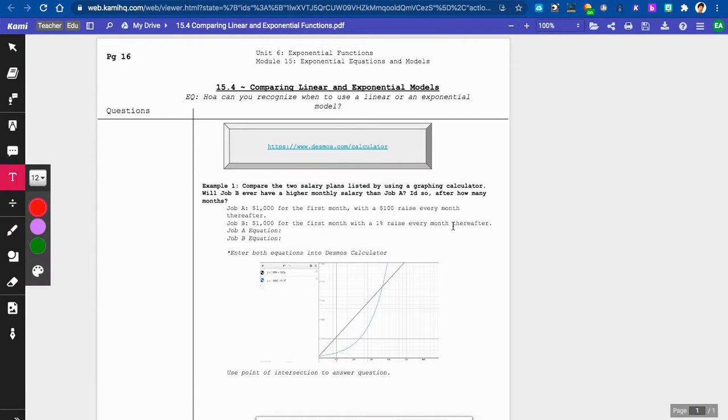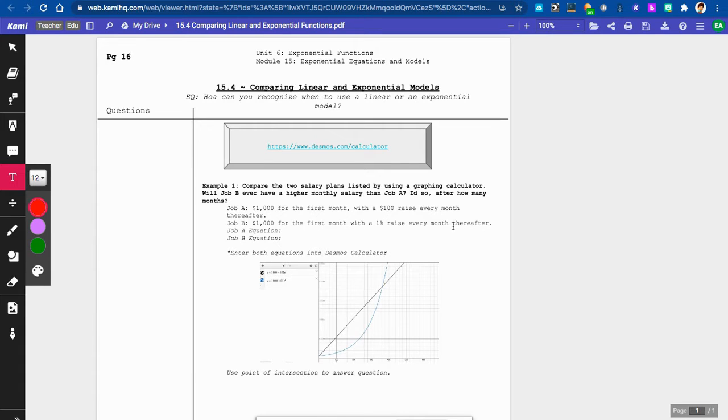So in this first example, we're going to compare the two salary plans listed by using a graphing calculator. We want to know, will job B ever have a higher monthly salary than job A, and if so, after how many months? So we know job A makes $1,000 for the first month with a $100 raise every month thereafter, whereas job B is $1,000 for the first month with a 1% raise every month thereafter.